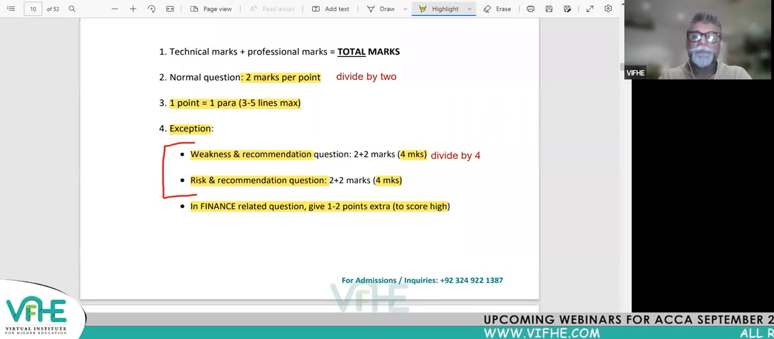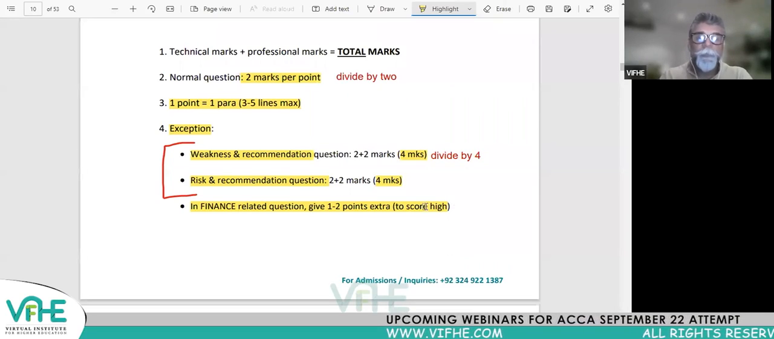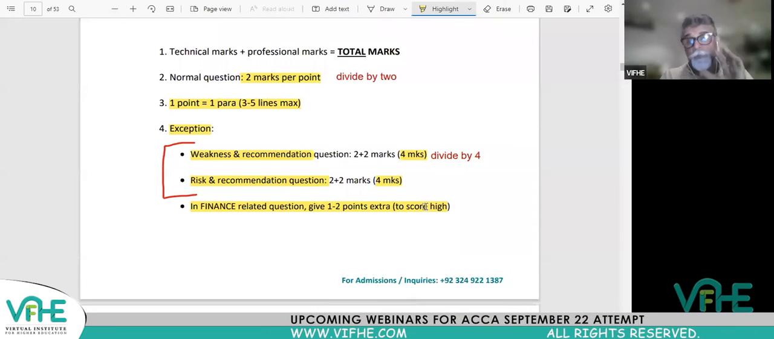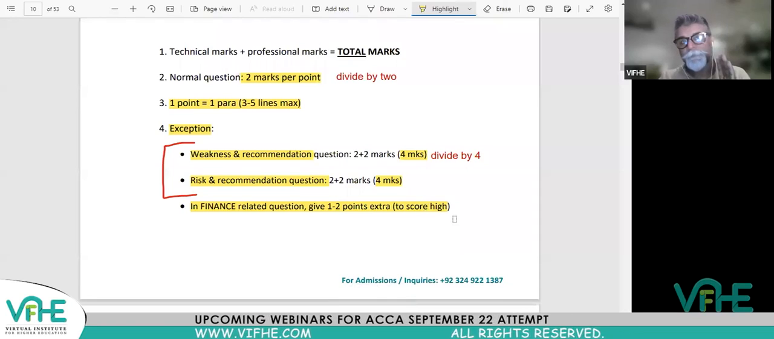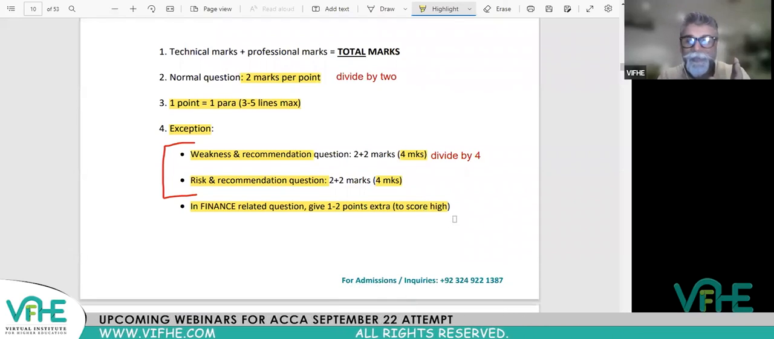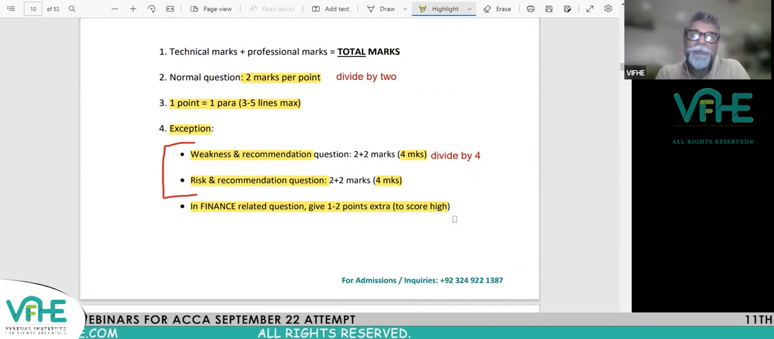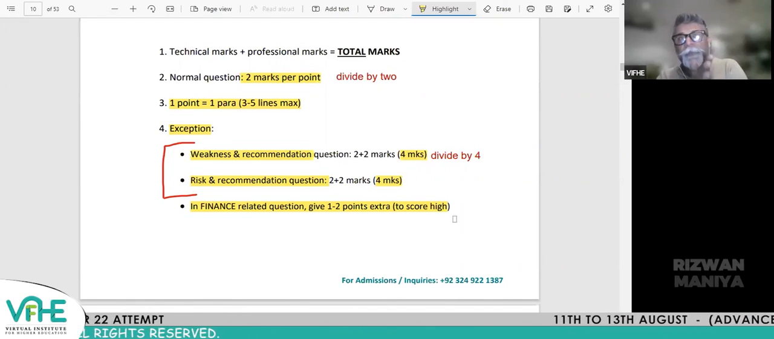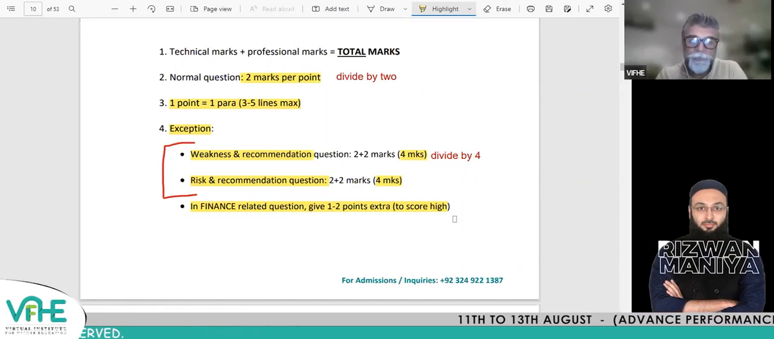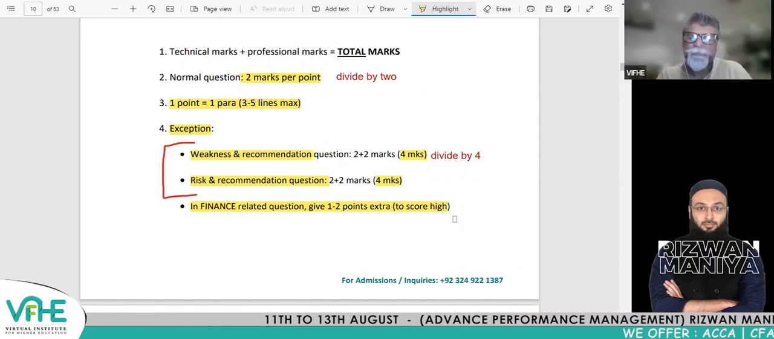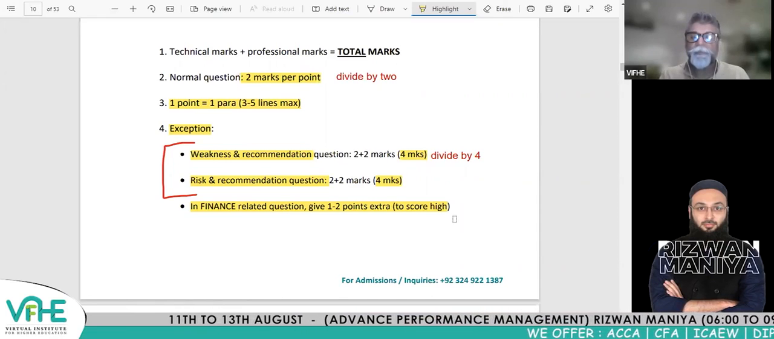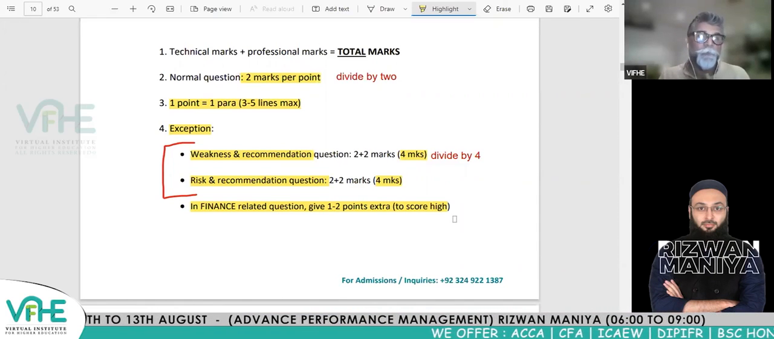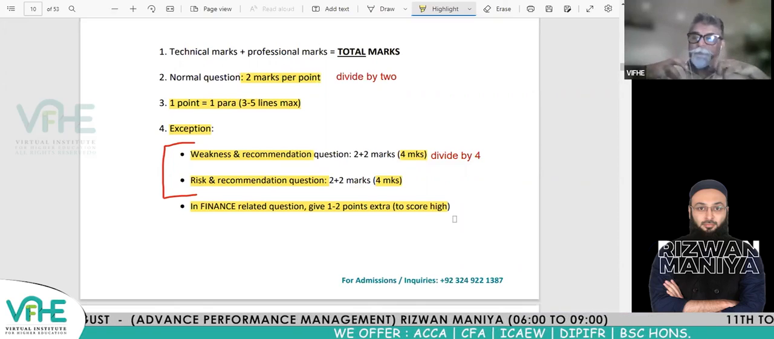Why? Because finance is supposed to be your strong area, right? Hopefully. So I would want you to give 1 extra point so that you can score 2 extra marks, even if it takes a little bit, 2, 3, 4 extra minutes. If you're able to find some extra points, give 1, maximum 2 extra points, not more than that. But in a finance related topic where you are confident.